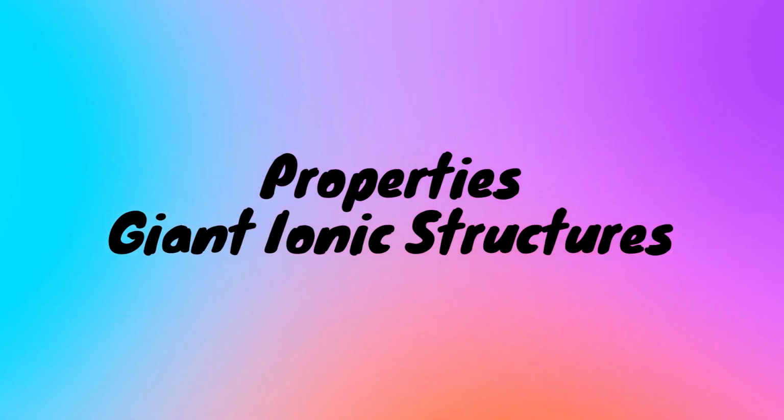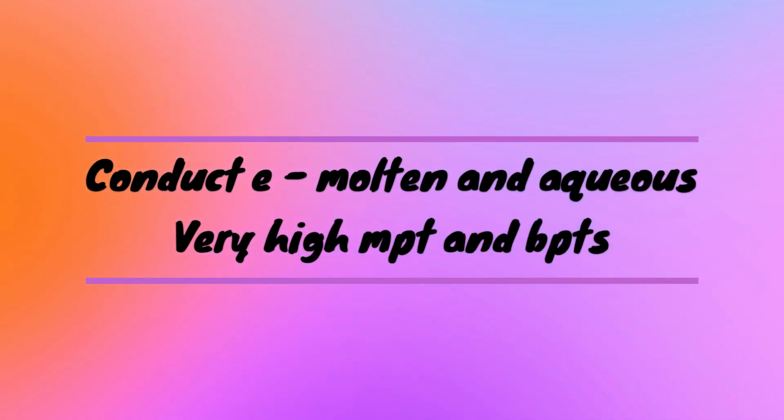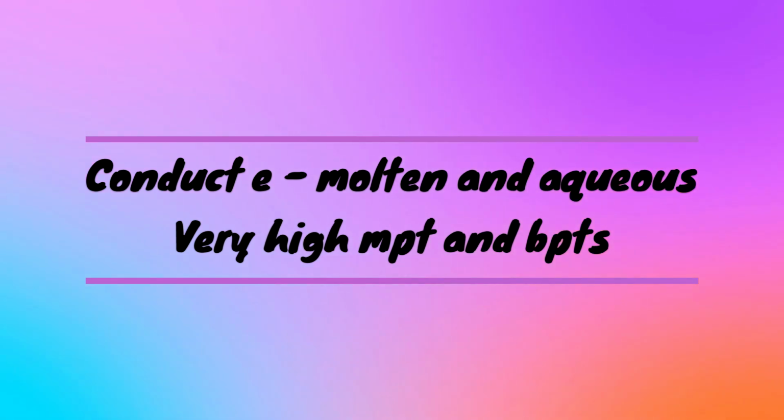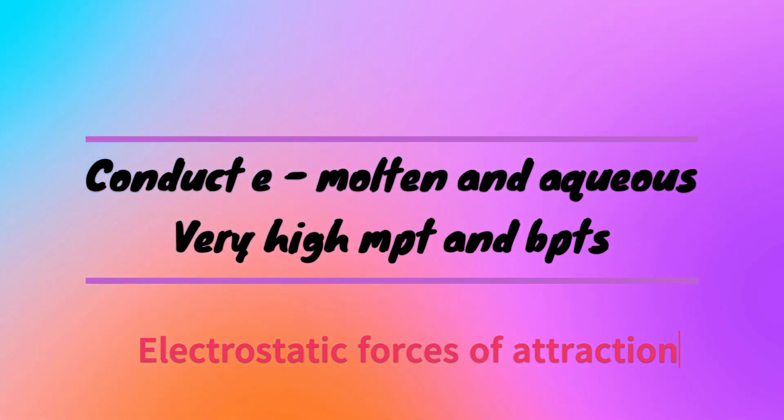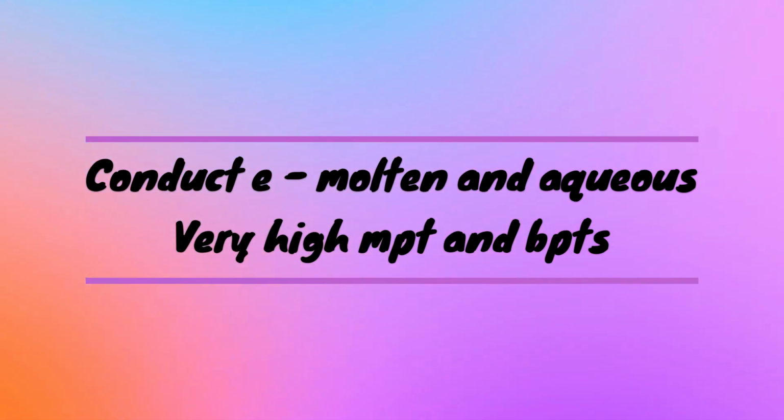On to properties of giant ionic structures. Giant ionic structures conduct electricity in their molten and aqueous states. This is because in a solid structure, the ions cannot move and therefore they cannot carry charge. Giant ionic structures have very high melting and boiling points, and this is because they have very strong electrostatic forces of attraction that need to be overcome so that the structure can change state.